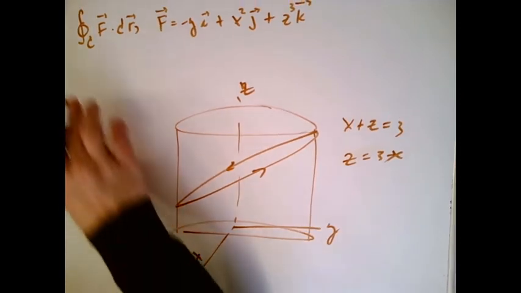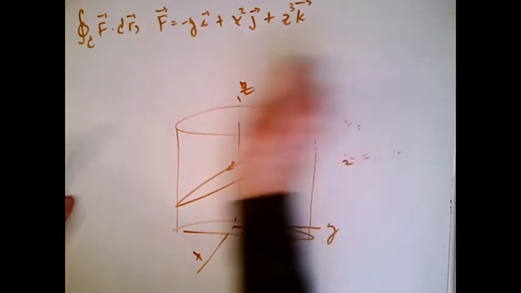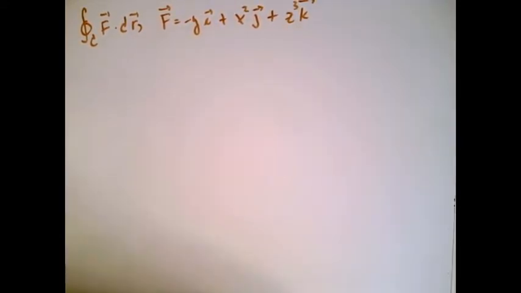Now, they did say evaluate this line integral, but they didn't just say evaluate this line integral. They said use Stokes' Theorem to evaluate this line integral. So I'm not going to start out with parametric equations. I'm supposed to look at the right-hand side of Stokes' Theorem and start working all of that out. So just a reminder of what the right-hand side of Stokes' Theorem looks like.